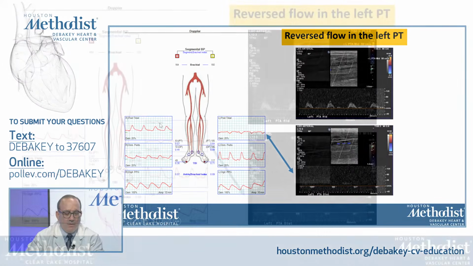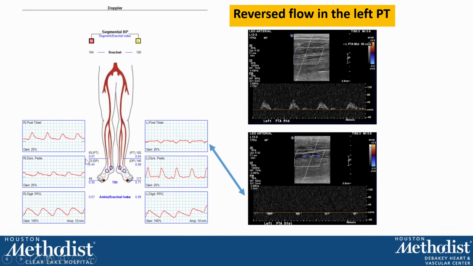Here again, right side, definitely. The ankle brachial indices are in the moderate to severe range, okay? Waveforms are consistent. The left dorsalis pedis waveform shows almost a biphasic waveform, but then what do we see in the posterior tibial? The waveform is reversed. And we correlate that with the arterial duplex exam.